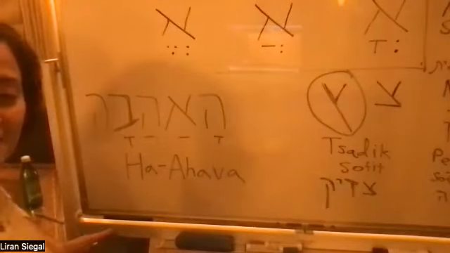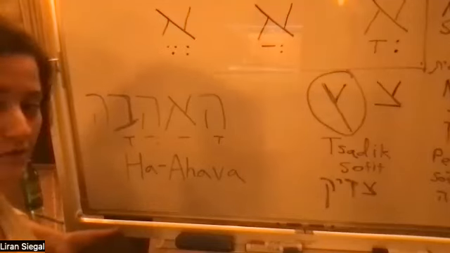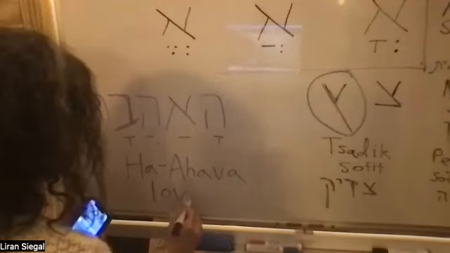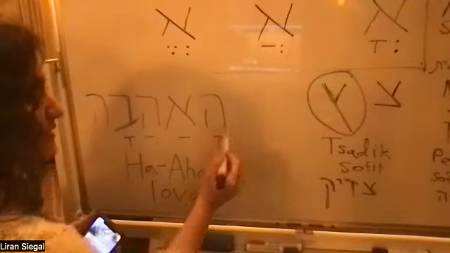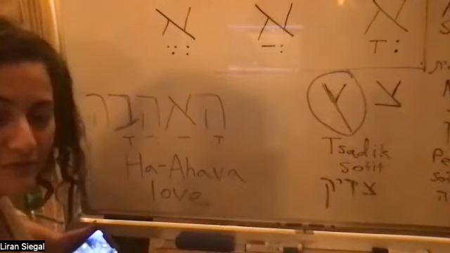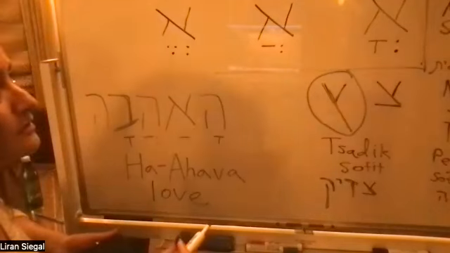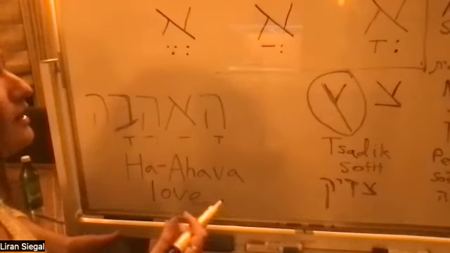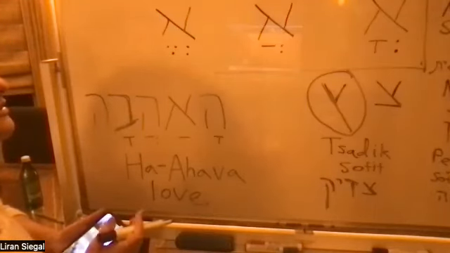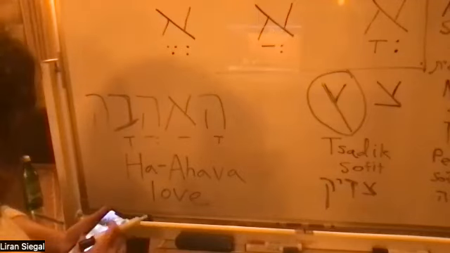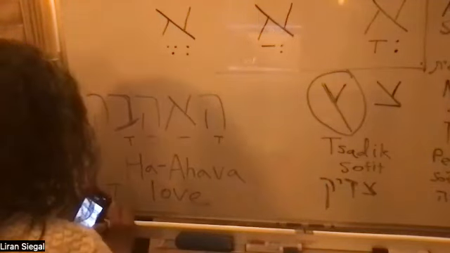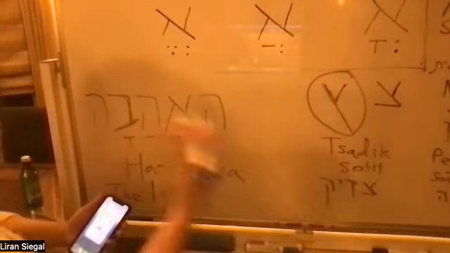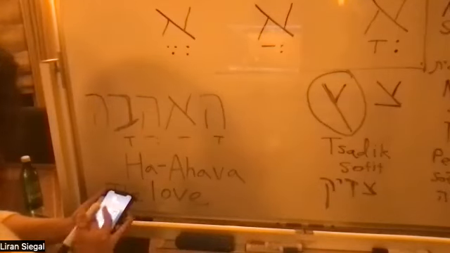Ahava. It means love. My love, ahava, is love. So it's the ha that makes it the love. Ha-ahava, the love. It's kind of interesting because it has the ha, so it is the love together.